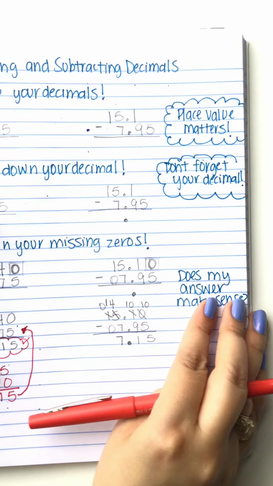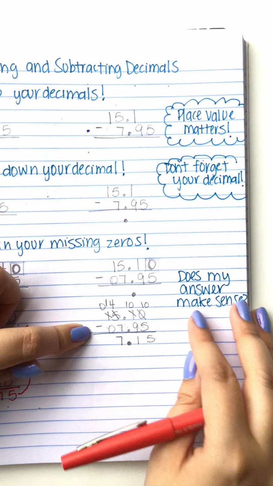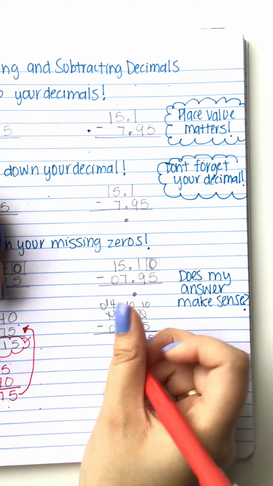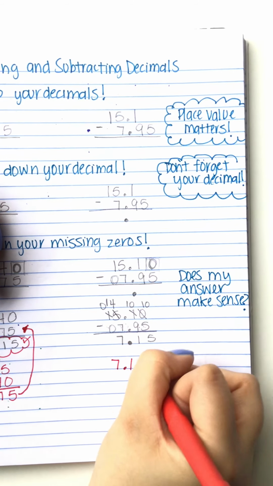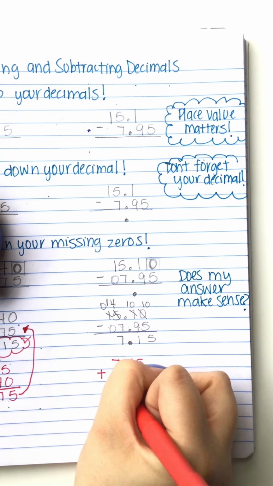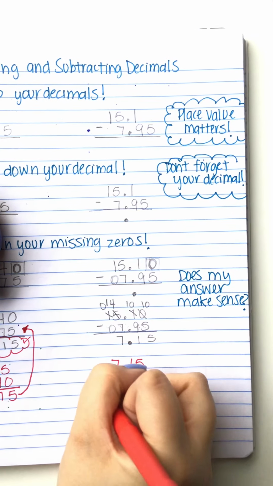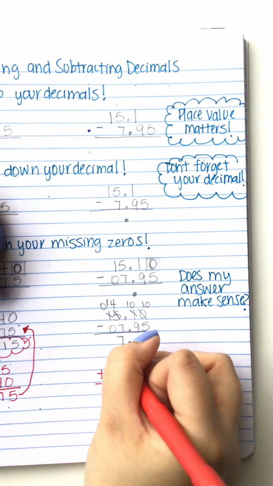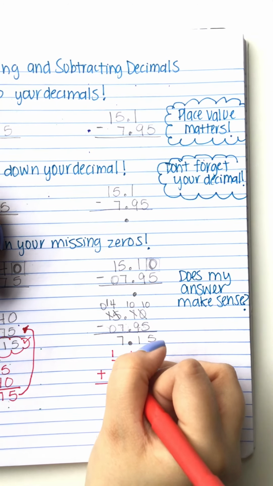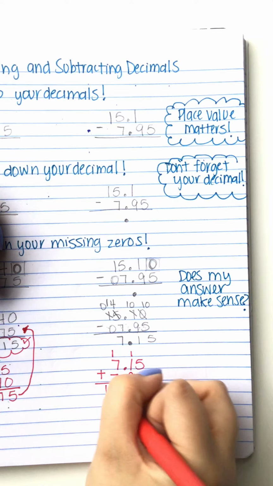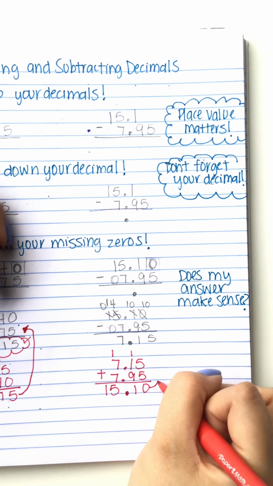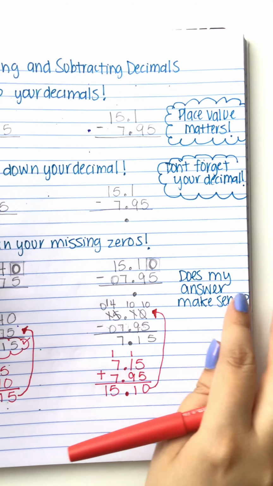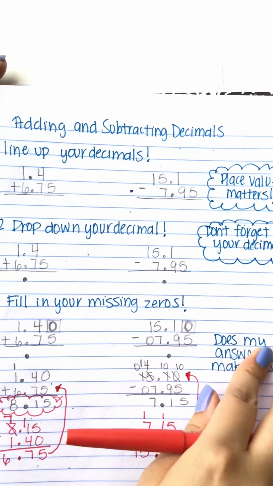Once again, I'm going to check my answer right here. The opposite operation of subtraction is addition. So I'm going to add my two smaller numbers. 5 plus 5 gives me 10. 9 plus 1 gives me 10, plus 1 gives me 11. Bring down my decimal. 7 plus 7 gives me 14, plus 1 gives me 15. This sum is the same as this number right here. Okay? And this is how you add and subtract decimals.